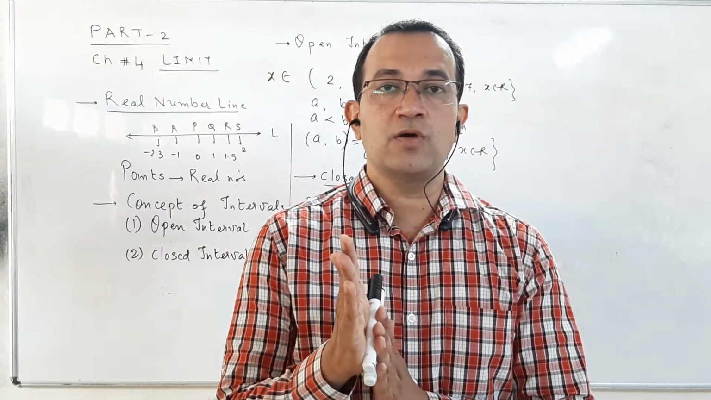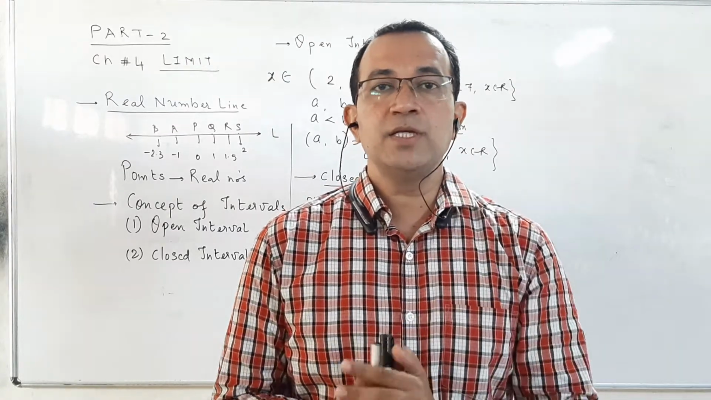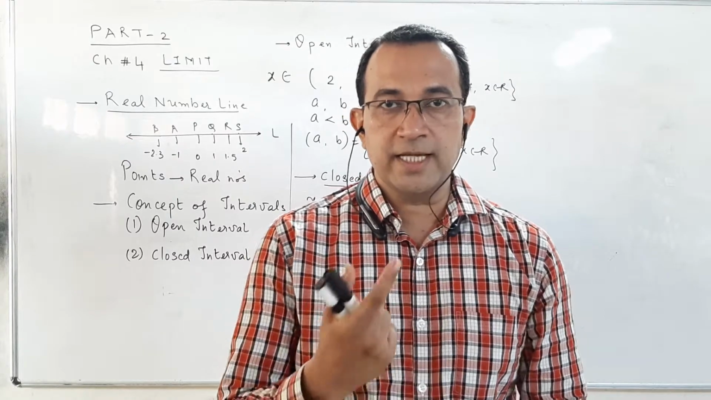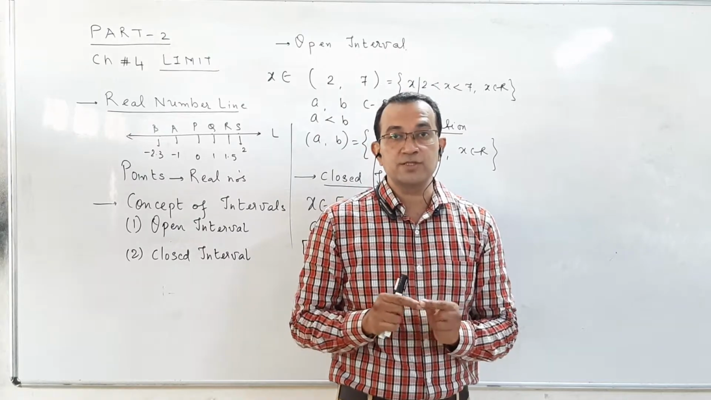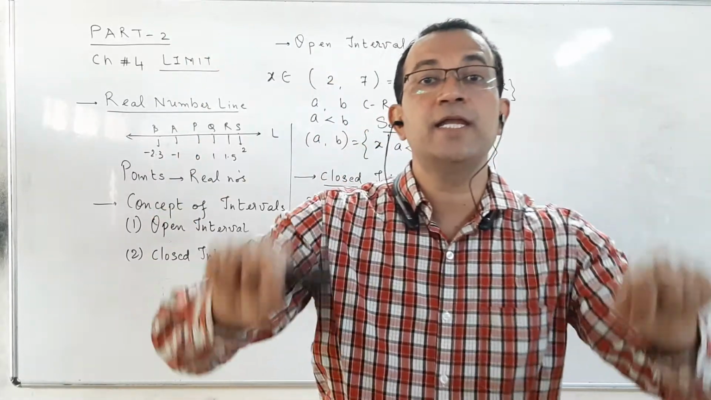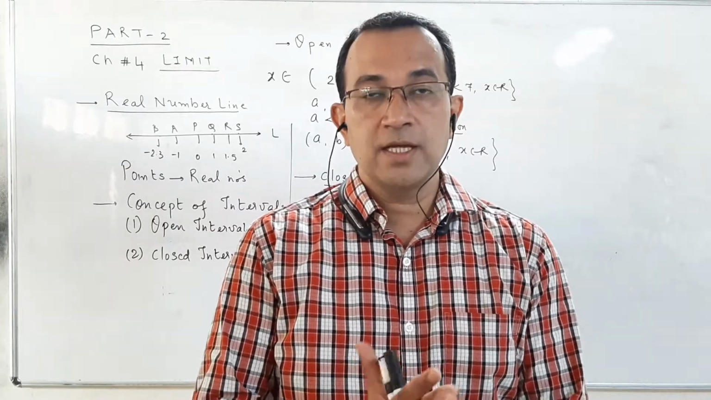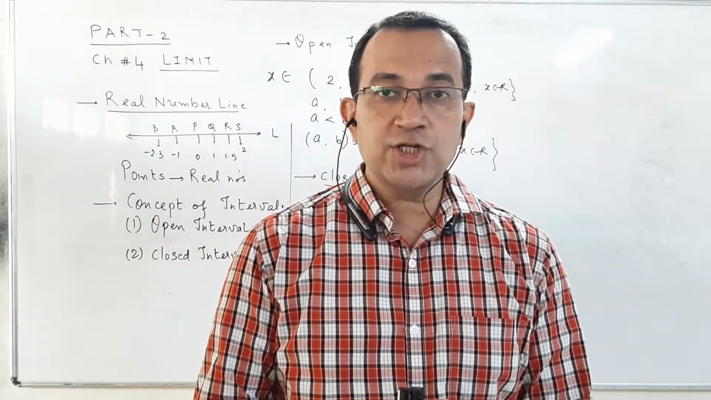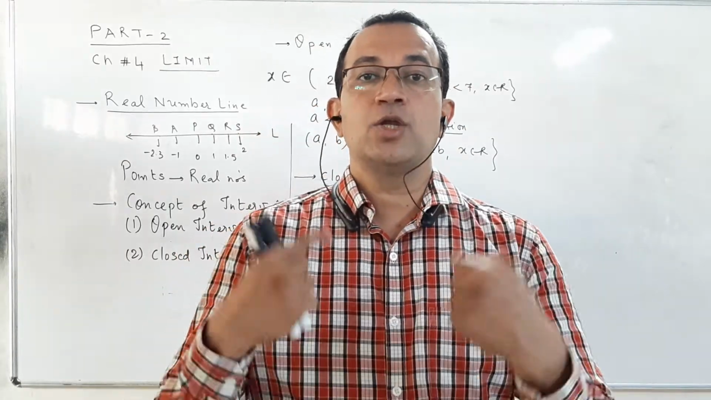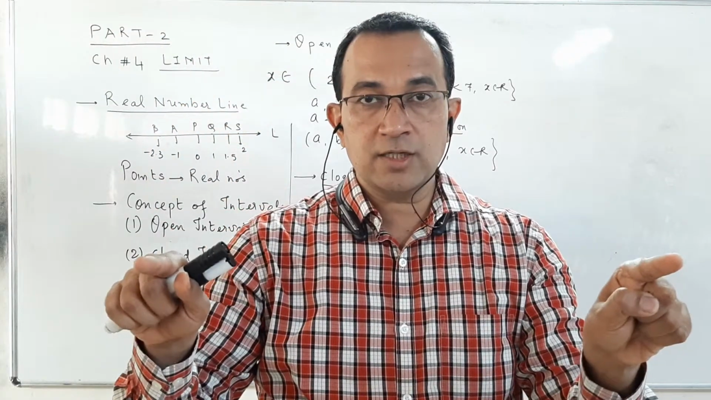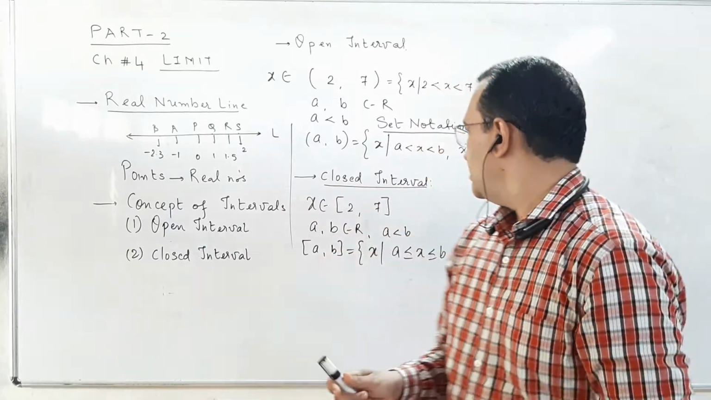Once again, all of you pay attention. A and B are any real numbers, A < B. The set of all real numbers between A and B, including A and B, is called, students, the closed interval AB. So what is the basic distinction between a closed interval and an open interval? In an open interval, endpoints are not included. In a closed interval, endpoints are included.